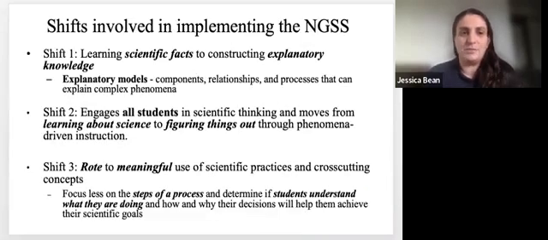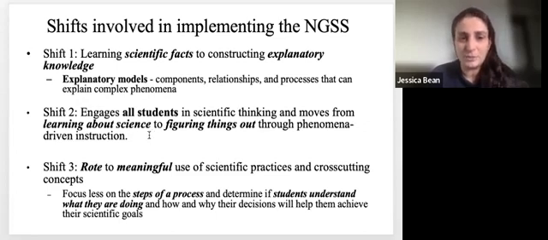And so finally, I just want to share with you that there are these big shifts in terms of implementing and supporting learning in this three-dimensional way. So the three main shifts are first, again, as I said before, trying to do less around just scientific facts and really helping students construct explanatory knowledge. And we can do that through using explanatory models, right? Having them actually represent relationships and processes and phenomena.